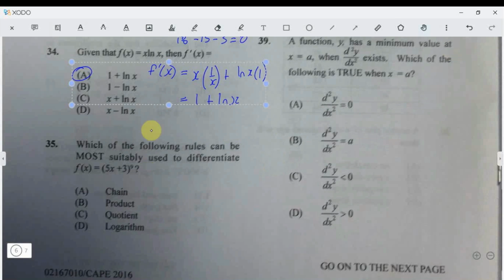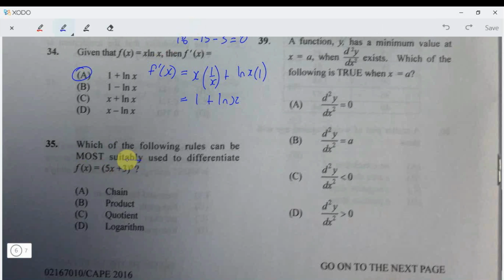Now it says, which of the following rules can be most suitable for differentiating f of x equals (5x plus 3) to the 9? Now notice it says most suitable because you can use any rule you want, but chain rule is most suitable because we're going to carry down the power, subtract 1 from the power, then multiply by the derivative inside the bracket. So chain rule is more suitable.